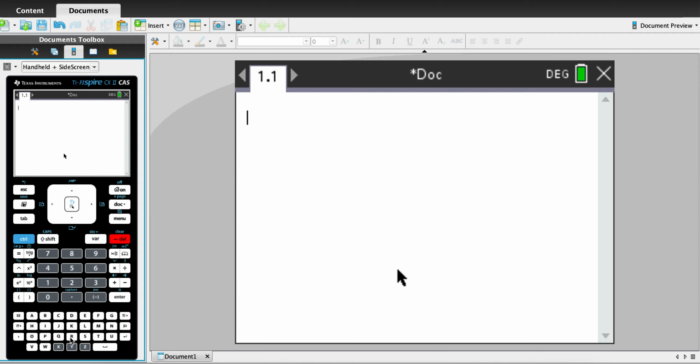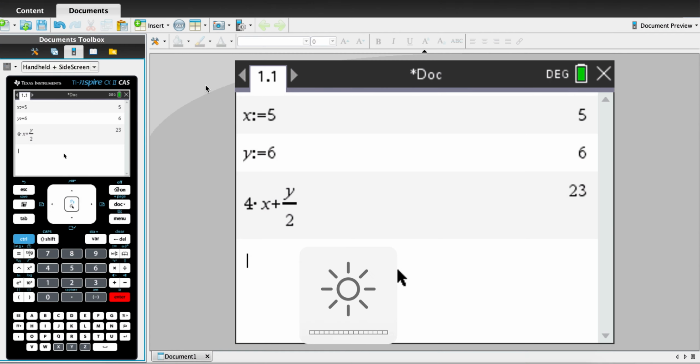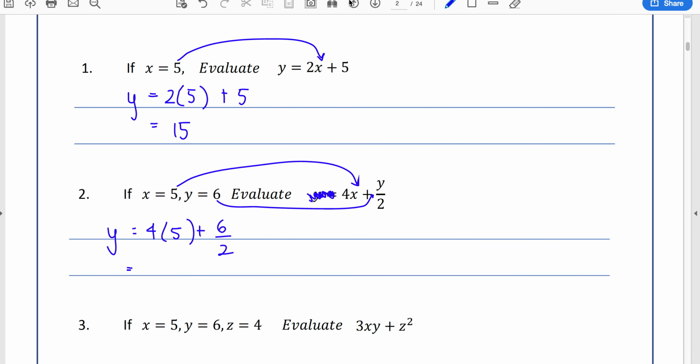I've got x, so I'll type in x, store, I want number 5, enter, and y, I will store number 6, like that. Then all I have to do is type 4 times x, and then plus, and I'll do y on 2. There we go, and you'll see we get 23, which I also would have got if I just went back to my other one and did the 20 plus 6 on 2, which is 13.